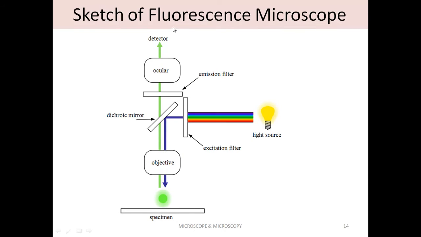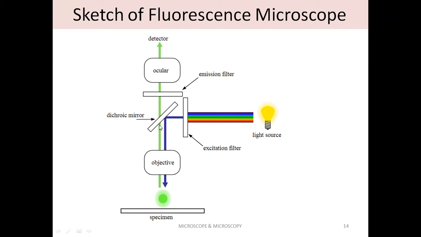This is basically the general layout, and this is the light source from where the light comes. It may be a xenon arc or mercury lamp as discussed. It emits light of various colors. Here is the excitation filter, which blocks out all the light except the blue light, allowing it to pass through. Then the dichroic mirror reflects the blue light downward through the objective and onto the sample. This sample is stained with a fluorescent dye.